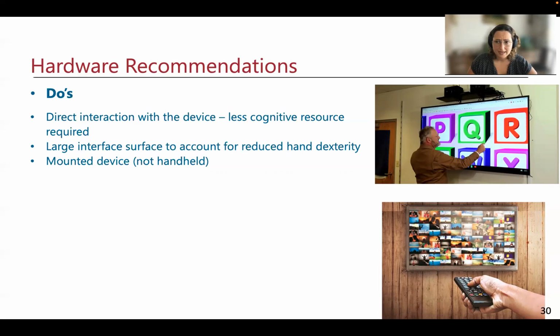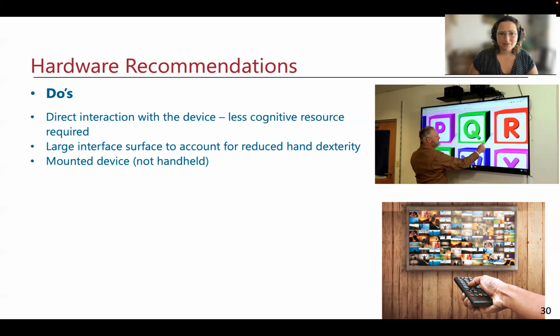So certain do's: it's important to have direct interaction with the device. That way less cognitive resource is required to perform actions with the device. As soon as you have a remote control or a mouse, you're causing extra brain processing to map what a mouse is doing onto the screen. It adds that level of complexity to the situation.